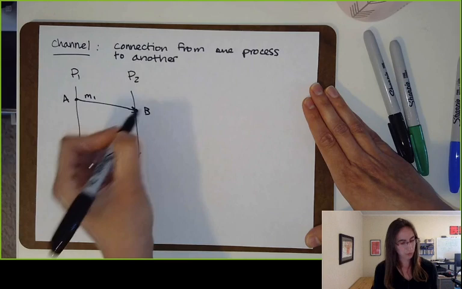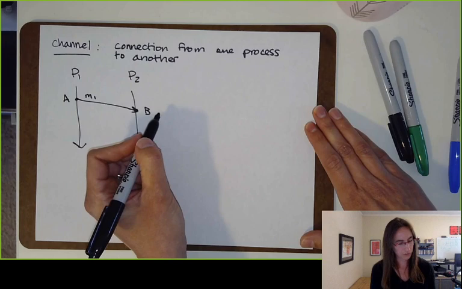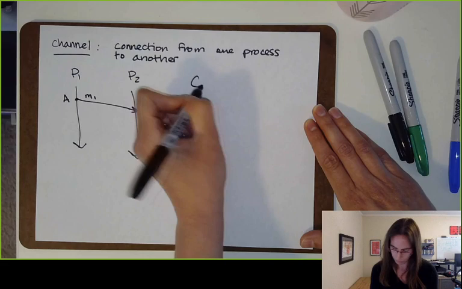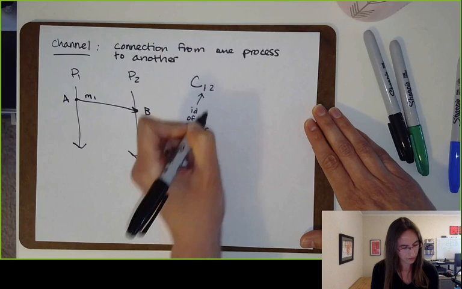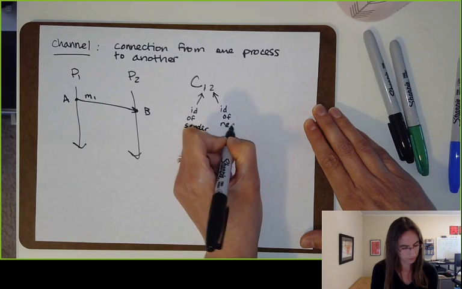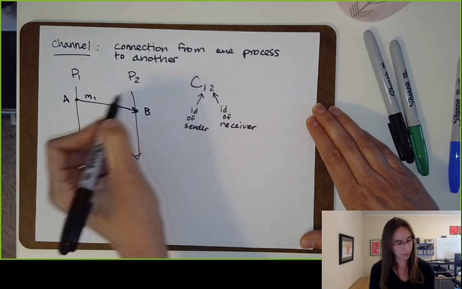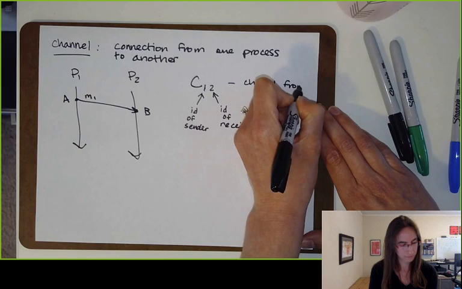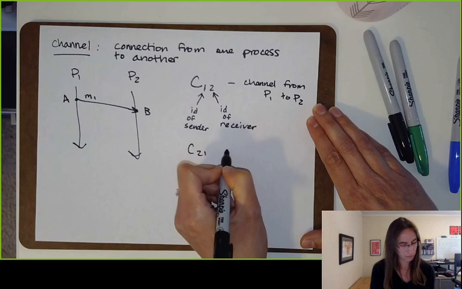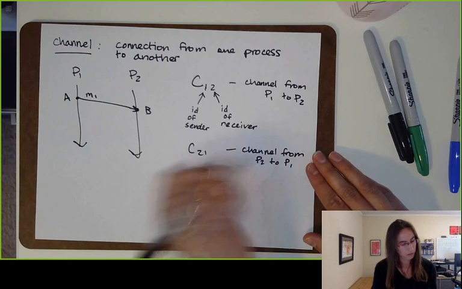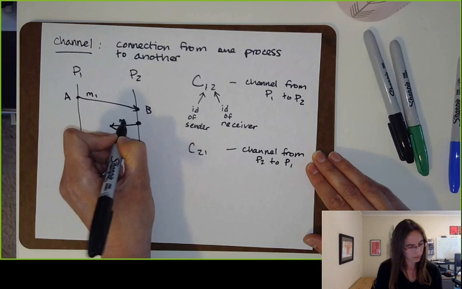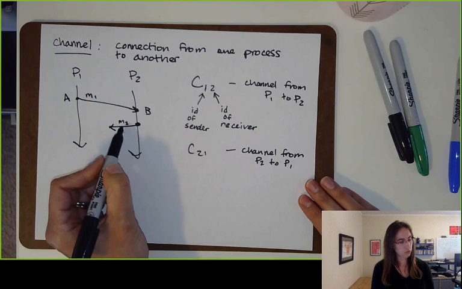The naming convention we're going to use for channels is the letter C subscripted with two numbers, which are the ID of the sender and the ID of the receiver. So C12 is going to be the name of the channel from process one to process two. And likewise, C21 is going to be the channel from P2 to P1. So maybe I have another message here, and let's say that it's in flight from process two to process one. We can think of that message while it's in flight as being currently in the channel.